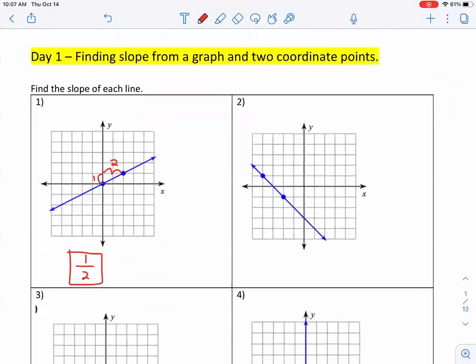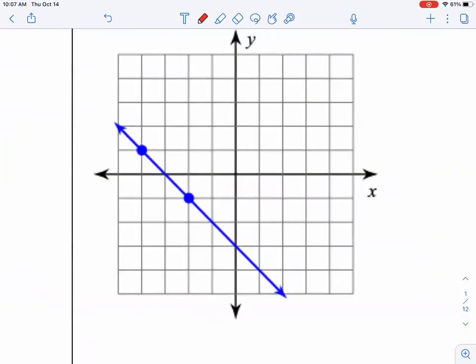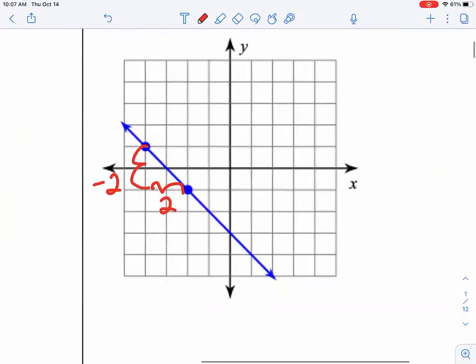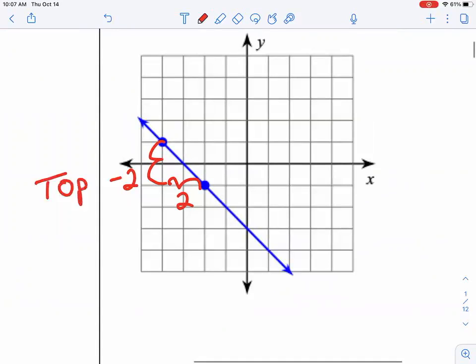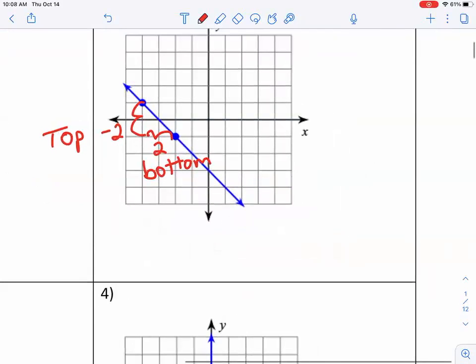So to do the second one, again, start left to right. Start with this point first, because that's the leftmost point. Our rise is actually down 2 in this case, so I'm going to make my rise -2 because we went downward. And then my run is over 2. So my -2 goes on the top, my other 2 goes on the bottom, because rise goes on the top, run goes on the bottom. So that's -2 over 2, and that reduces down to -1.